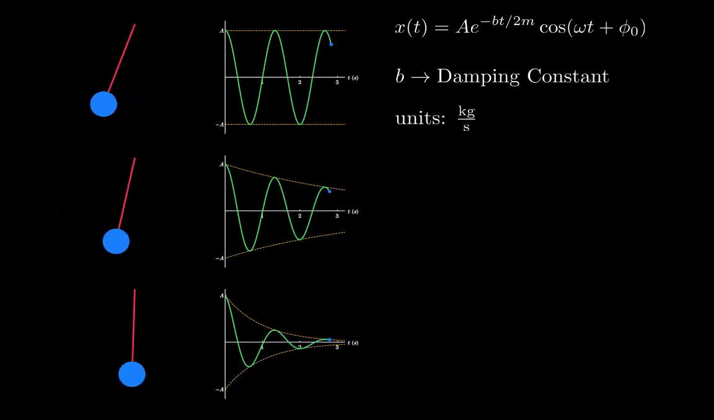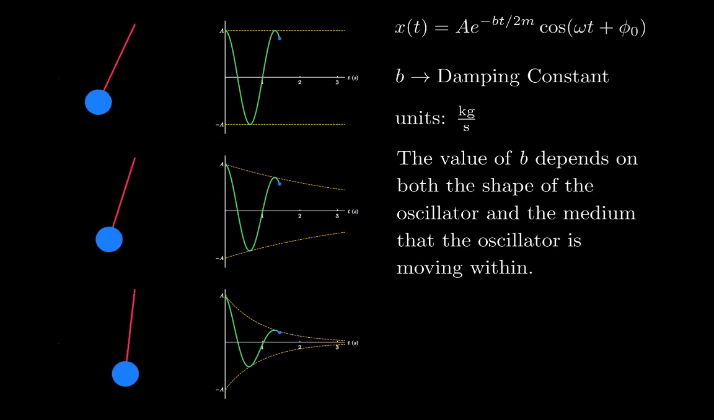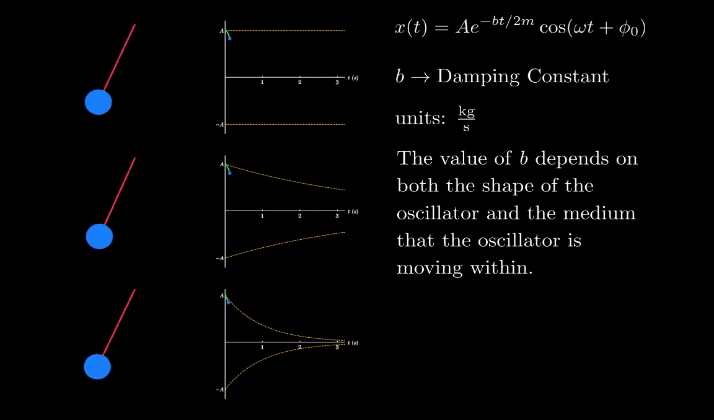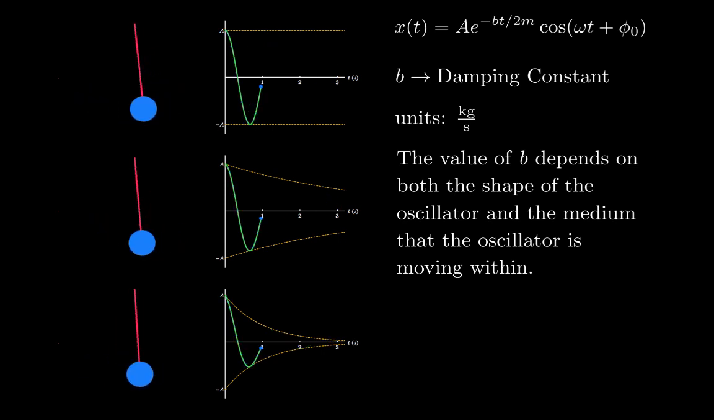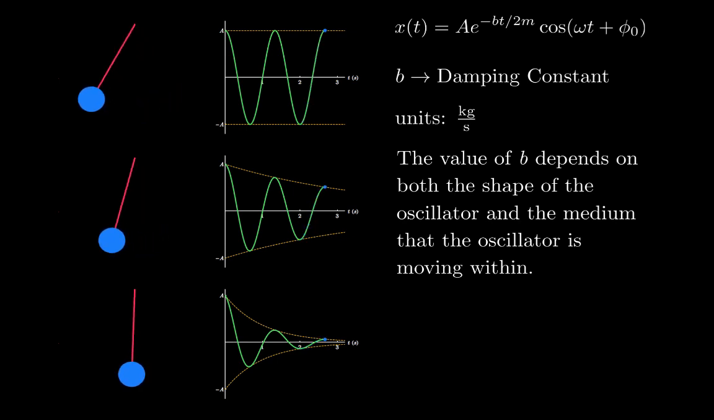First of all, it has kind of unusual units, kilograms per second. And the value of b depends both on the shape of the oscillator and the medium that the oscillator is within. So this is like an engineering parameter that can be measured or in some cases calculated. And it depends on both the oscillator and the medium that it's within.